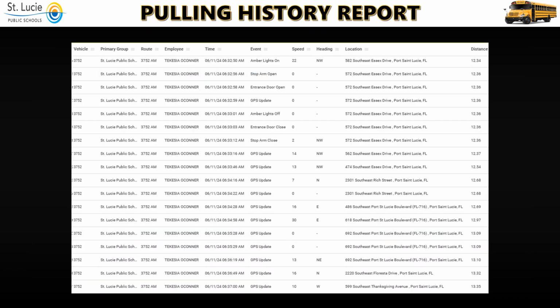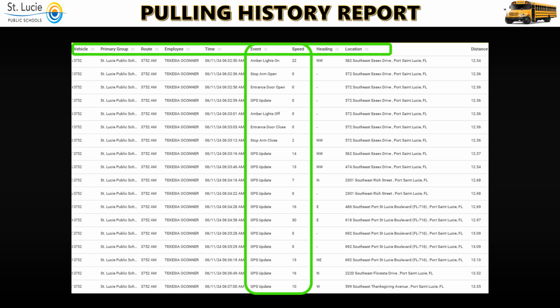Now here's what it looks like when we pull the history report on a vehicle. Notice the top column: vehicle, primary group, route, employee, time, event, speed, heading, and location. These reports are able to tell us exactly what event took place at what time and what speed the bus was traveling.